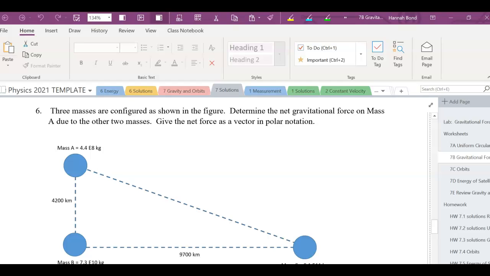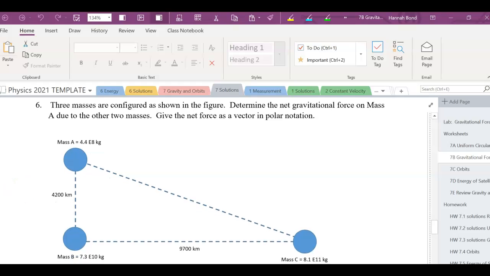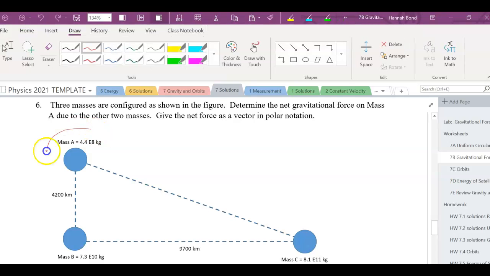We'll have to find the vector sum, and I'm going to show you a way to do that. In this problem, I'm in worksheet 7b. There are three masses, configured in this arrangement, kind of along a triangle, and it asks us to determine the net gravitational force on mass A. So I'm going to circle that, because that's the one we are going to try to find the total gravitational force on.